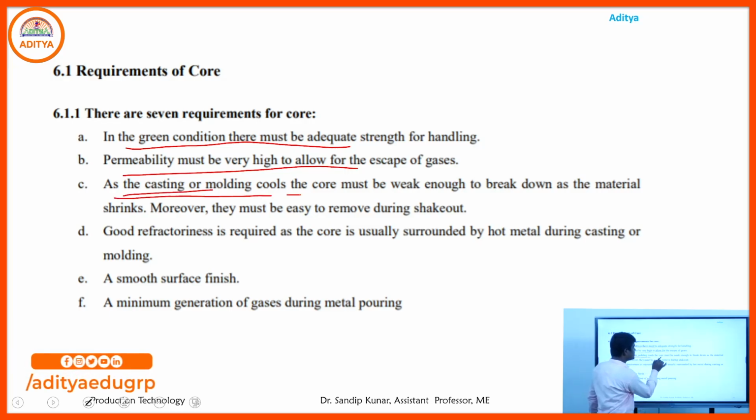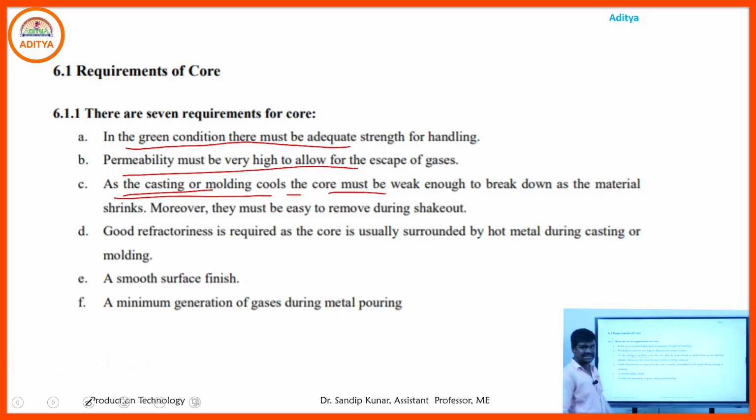Another, after the casting or molding cools, the core must be weak enough to break down as the material shrinks. So in that case, the molding sand must cool easily. Otherwise, the heat extracted from the pouring molten metal will come to the mold surface, and after coming to the mold surface, the heat will be extracted through the green sand. So the capability of the green sand for removing the heat is also required.